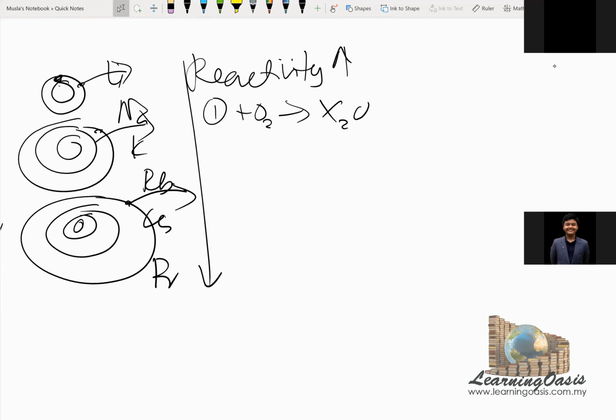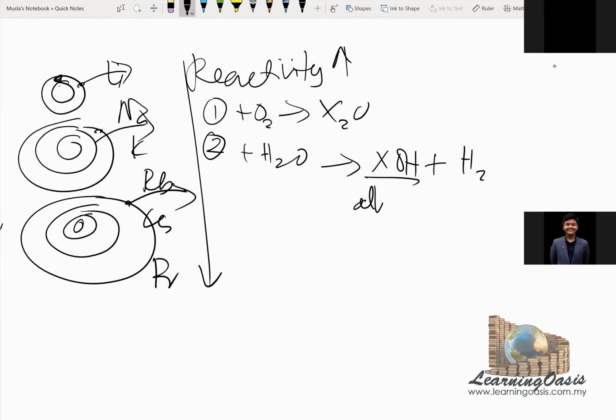Now next, it reacts violently with water to give you hydroxide and hydrogen. You can see rapid effervescence, and this is an alkali. Why did I say alkali again? Why do I use the word alkali? Because it's soluble in water. Good.